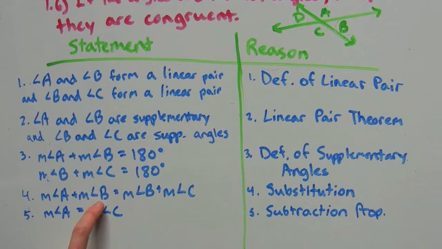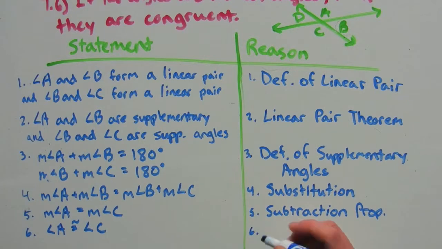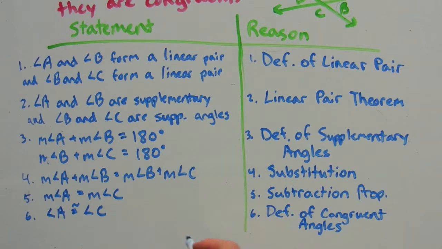And notice that if we subtract the measure of angle B from each side of the equation, we get that the measure of angle A is equal to the measure of angle C. And when two angles are equal in measure, they're also congruent. So angle A is congruent to angle C by the definition of congruent angles. So QED, we have proven what we set out to prove.